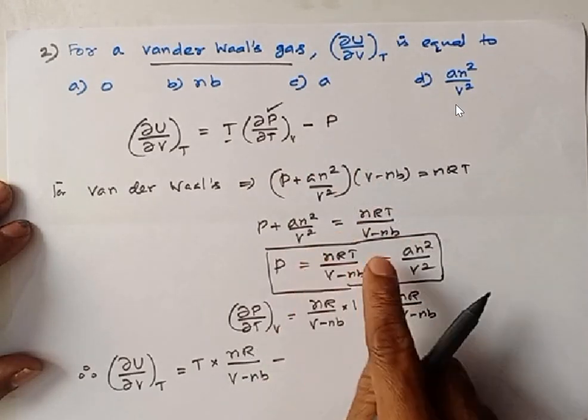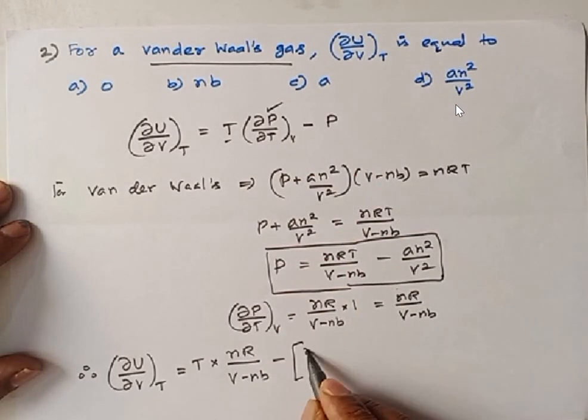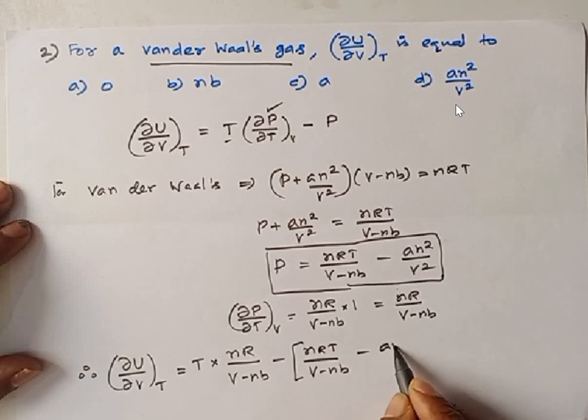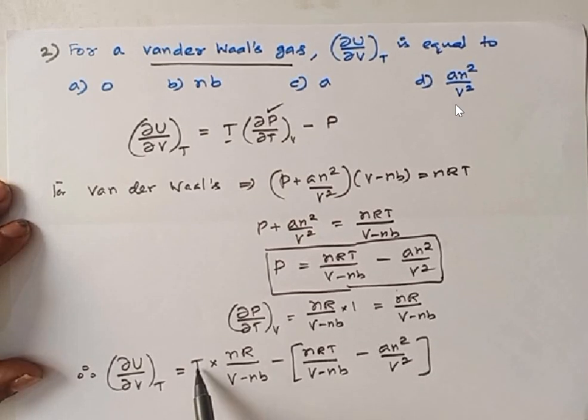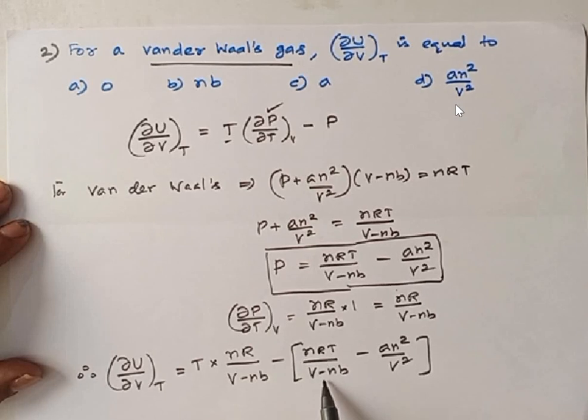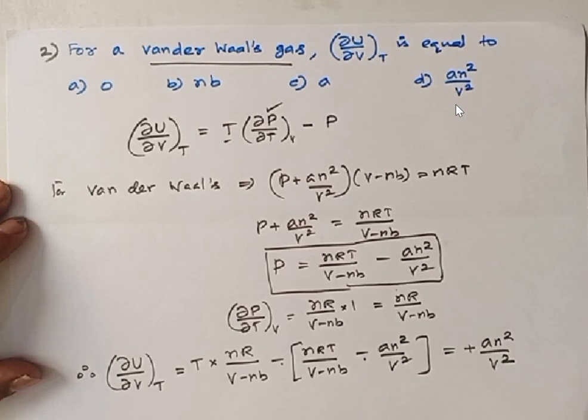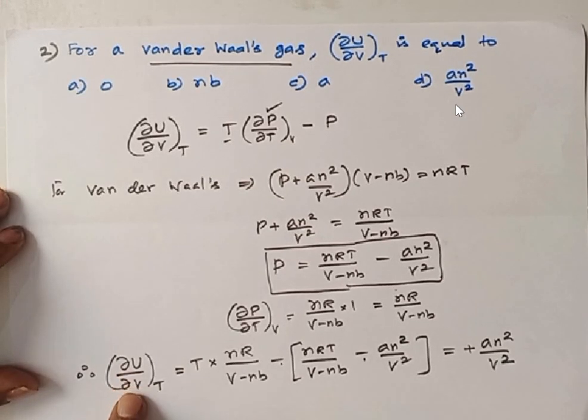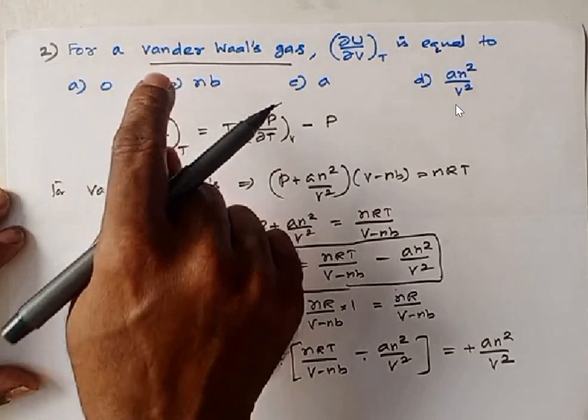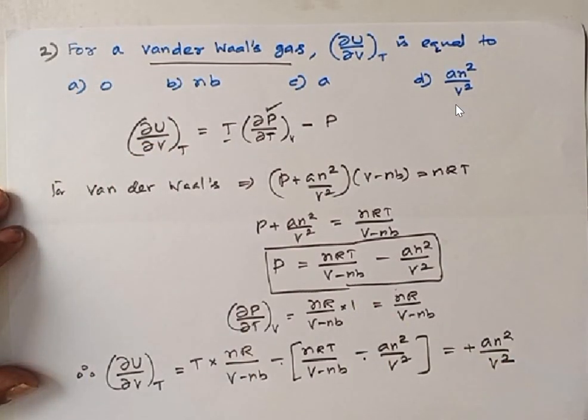This is the expression for pressure for van der Waals gas. So let me substitute that here, nRT by V minus nb minus A n square by V square. See here, we have nRT by V minus nb. If I multiply this by minus, I'll get minus nRT by V minus nb. So these two cancel. Then minus of minus becomes plus. So you'll get the answer as plus A n square by V square. So remember, dou U by dou V at constant temperature for a van der Waals gas is equal to A n square by V square.